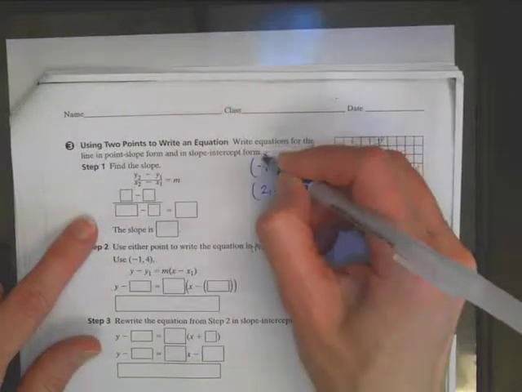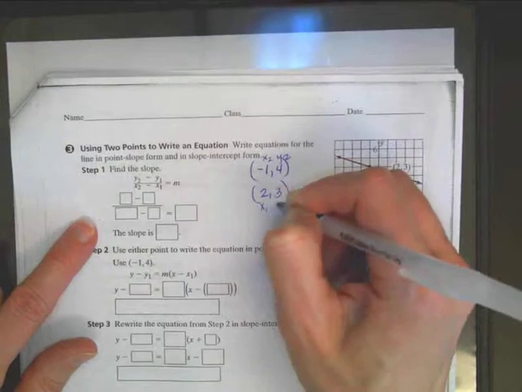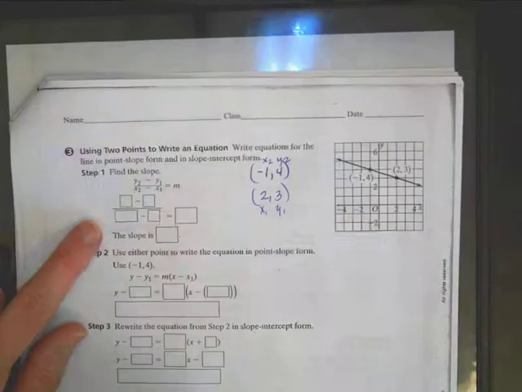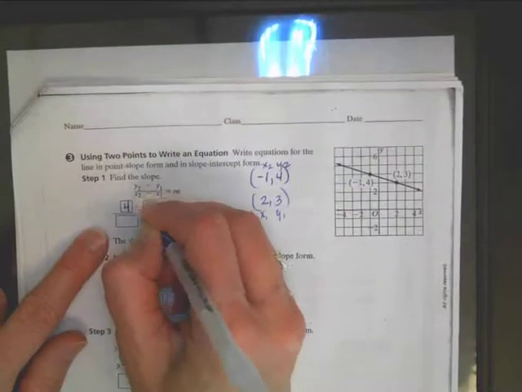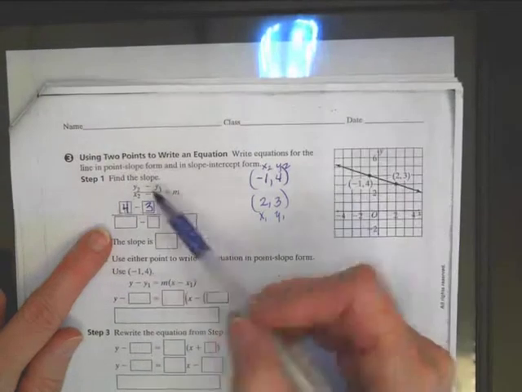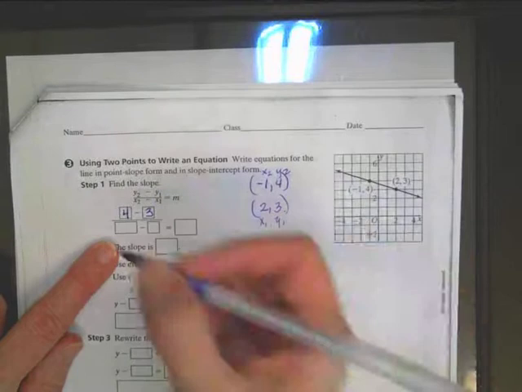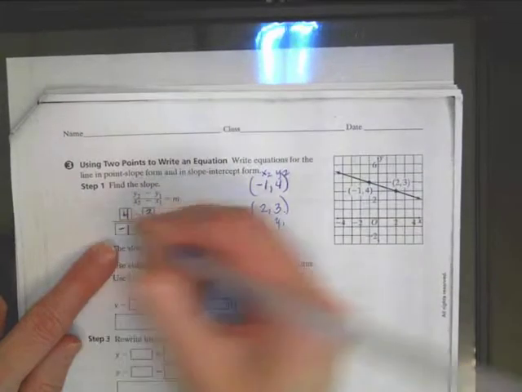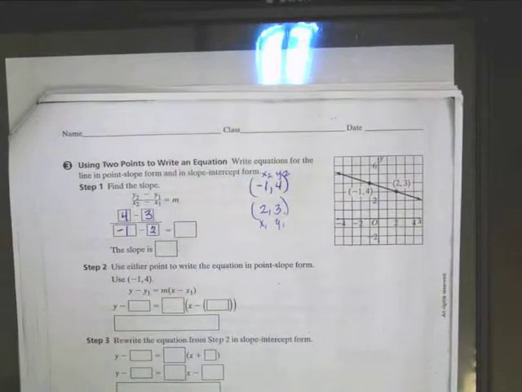And we'll call this x sub 2, y sub 2, x sub 1, y sub 1. Again, totally arbitrary. Okay, so I'm going to do 4 minus 3, y sub 2 minus y sub 1. And then on the bottom, I'm going to have negative 1 minus 2.